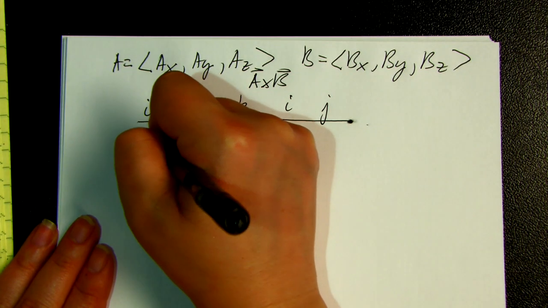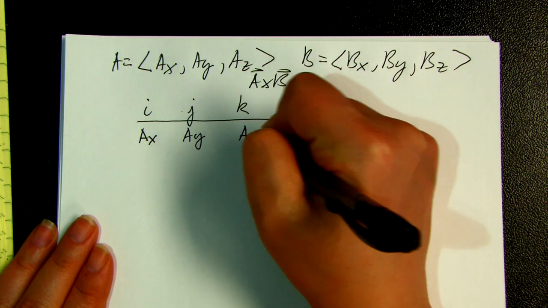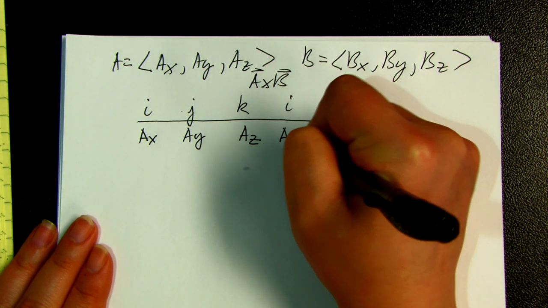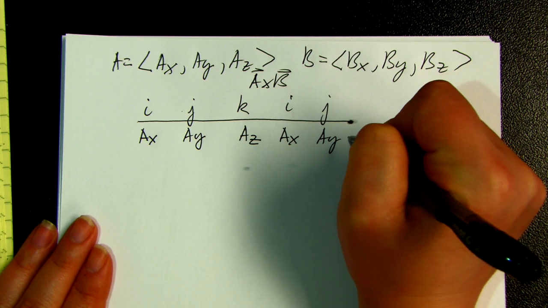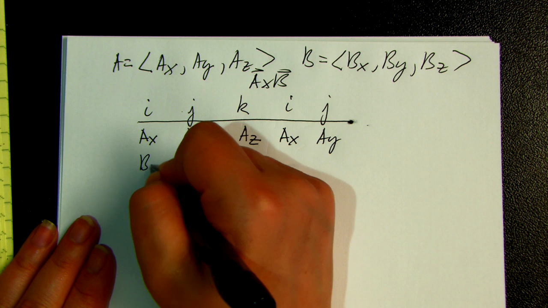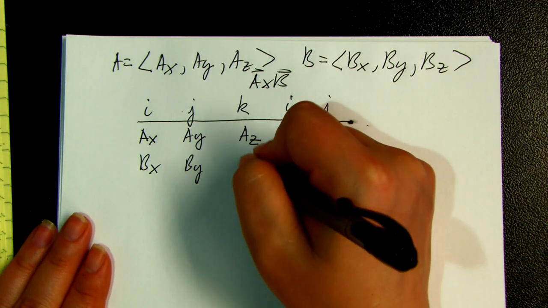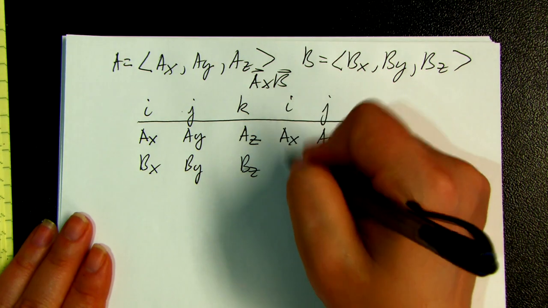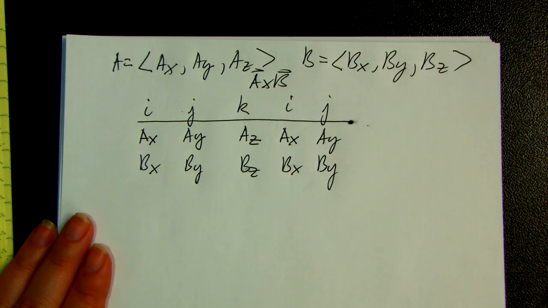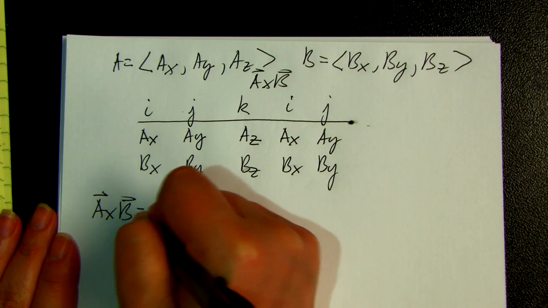So you have AX, AY, AZ, and then you have another I here, so that's AX, AY. Okay, now we do the same for B. So I corresponds to X, so we have BX, J corresponds to Y, BY, K corresponds to Z, BZ, I, X again, BX, BY.